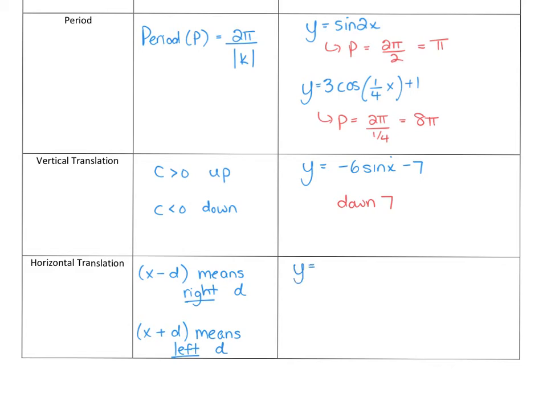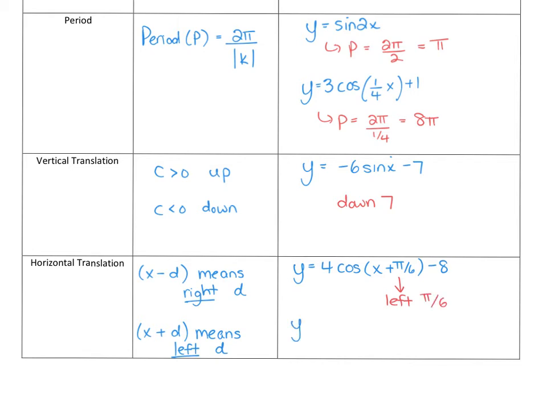Let's suppose we have something like y equals 4 cos (x plus pi over 6) minus 8. So this one would mean left pi over 6.